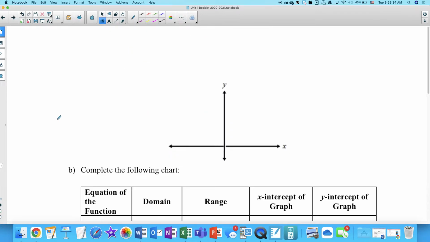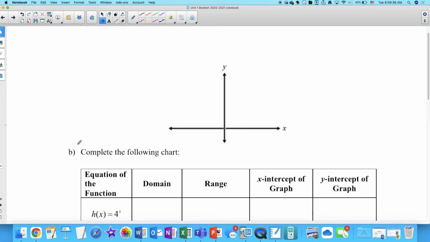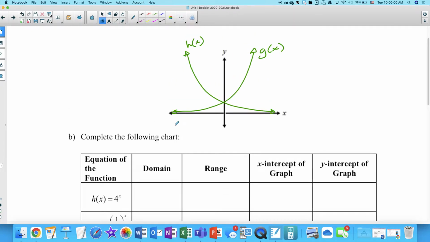So this was our general picture. This guy was g of x, and this guy was h of x. Okay? So let's pick apart some properties of these two graphs. For h of x, oh, I messed up. I'm sorry, I swapped them. Let's swap those back. Okay, so this guy is h of x. This guy is g of x.